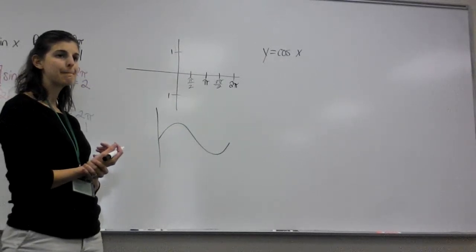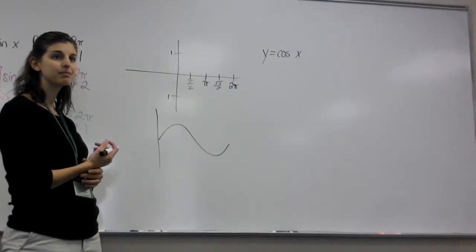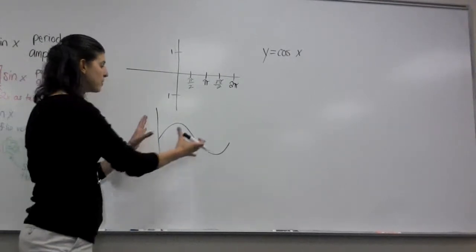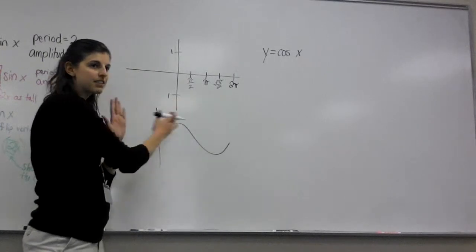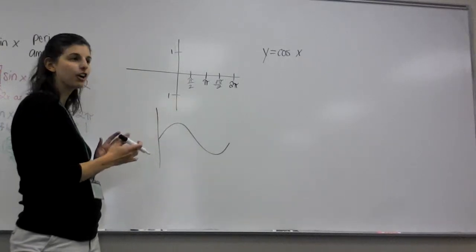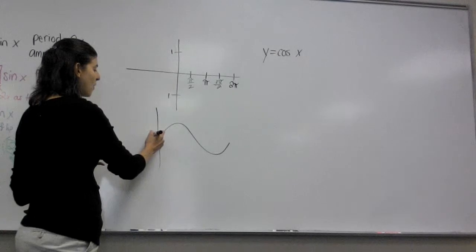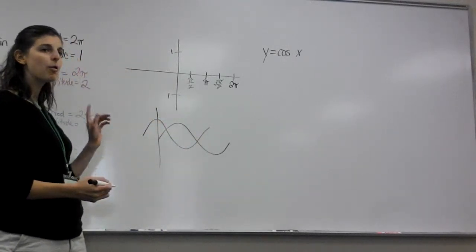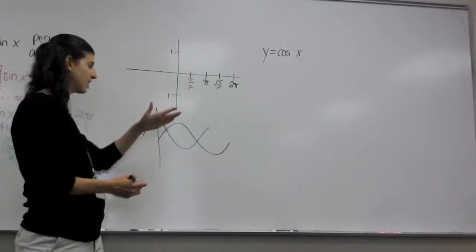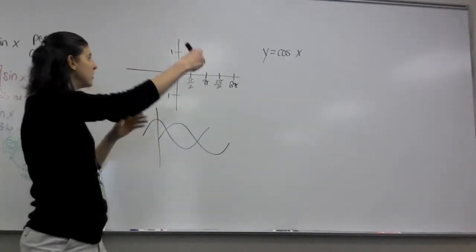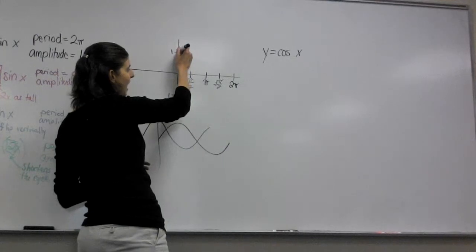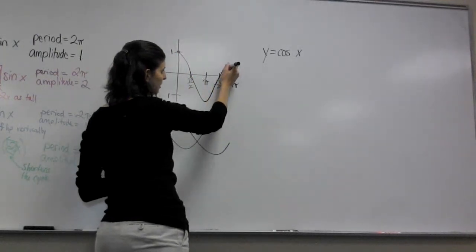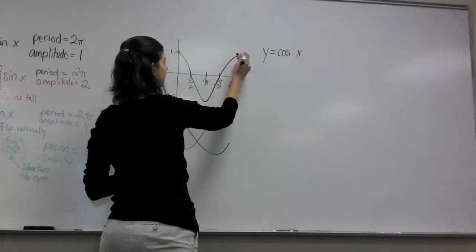To the left. I have to move what to the left? The graph or the y-axis? Do I have to move the curve or the y-axis to the left? The curve. I have to move the curve to the left, because if I move the y-axis to the left, it's going to go up instead of down. So my cosine graph starts high, falls down, and goes low.